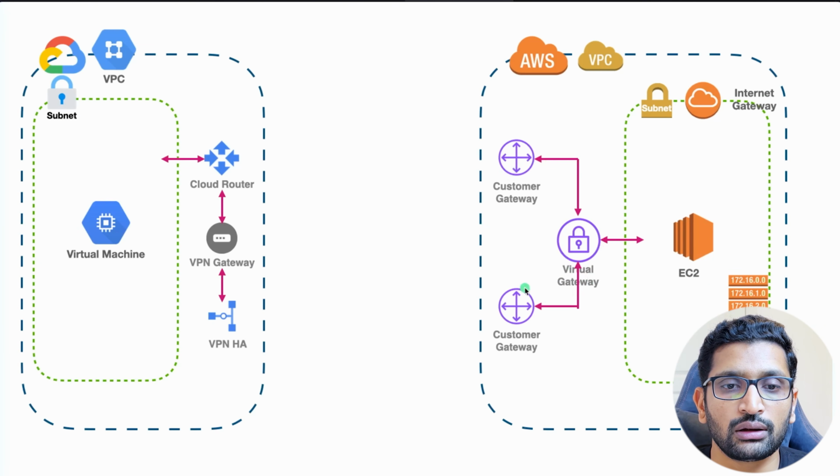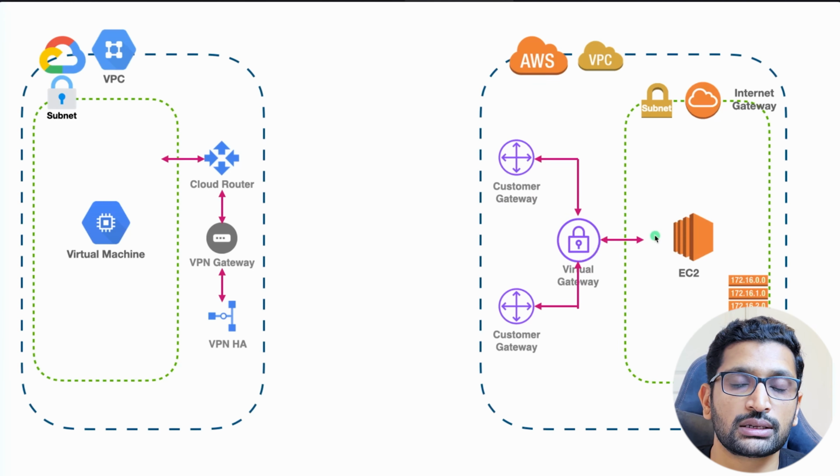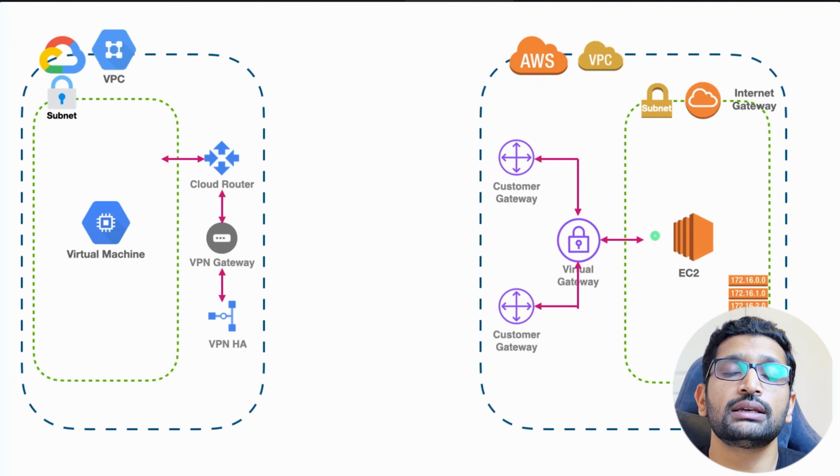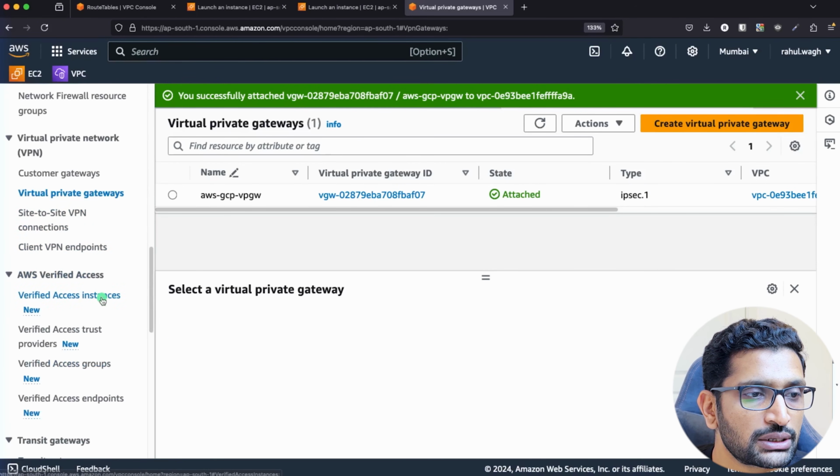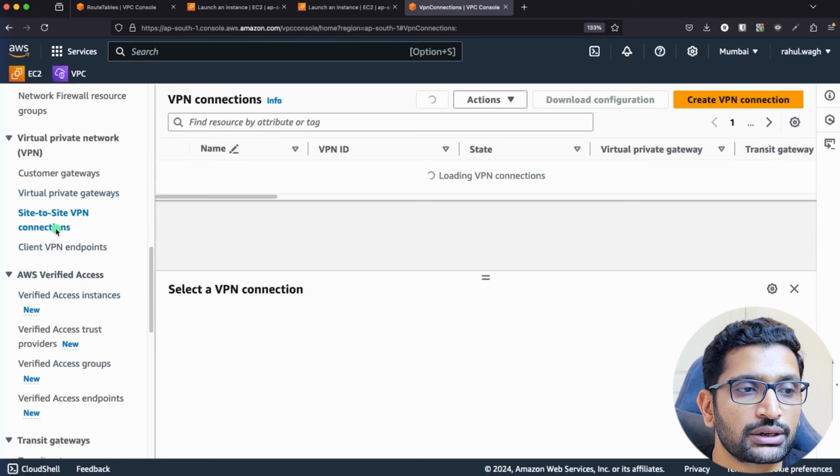So now we have created a customer gateway and virtual gateway which is attached to our VPC inside our AWS. The next thing is we need to create a site-to-site connection. So if you take a look onto the AWS console over here, go to the VPC section, and here you will find a site-to-site connection.